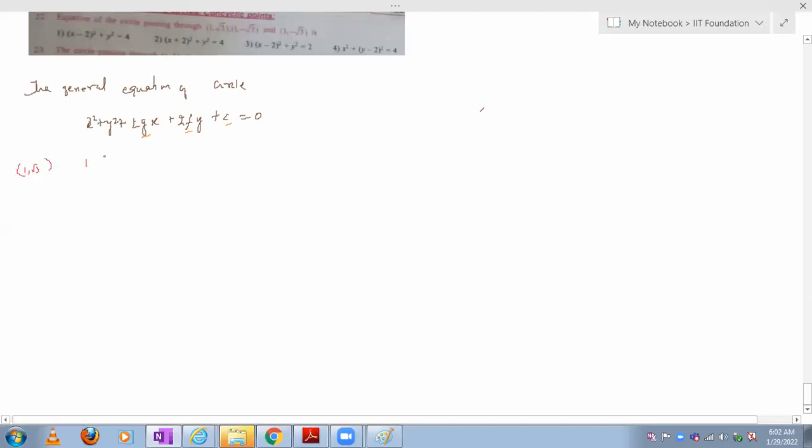So 1 plus 3 plus 2g plus 2 root 3 f plus c is equal to 0. Then 1 comma minus root 3. So 1 plus 3 plus 2g minus 2 root 3 f plus c is equal to 0. Then 3 comma minus root 3. That is 9 plus 3 plus 6g minus 2 root 3 f plus c is equal to 0. These are the three equations, 1, 2, 3.